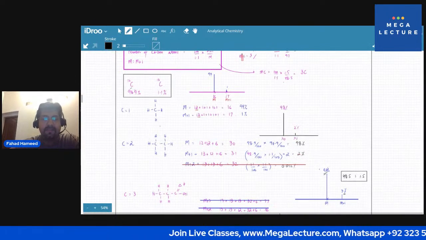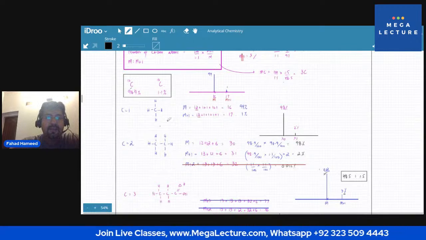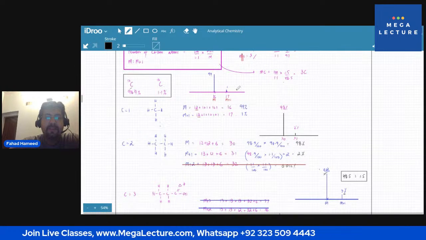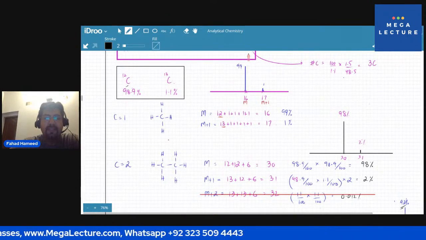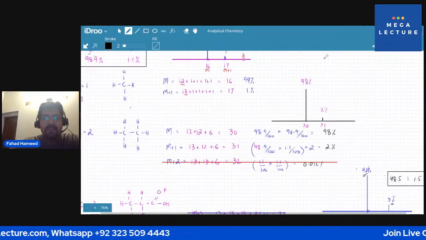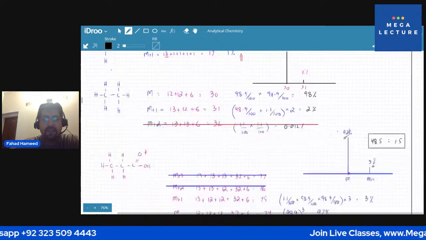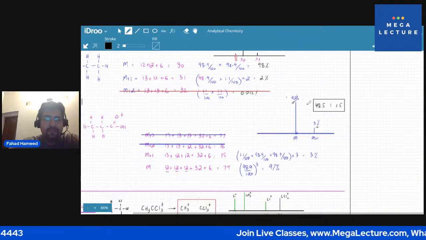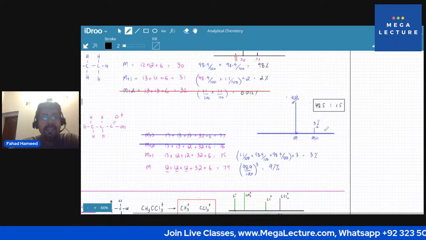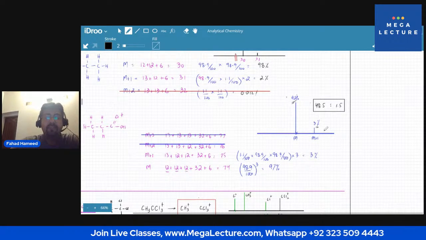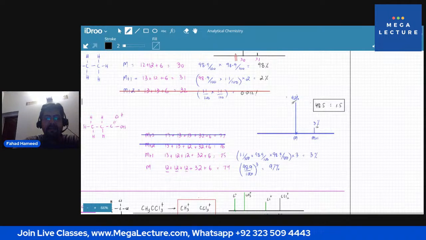So we can look at the trend now. You've got 1 carbon atom in the molecule, the M to M plus 1 ratio would be 99 ratio 1. You've got 2 carbon atoms in the molecule, the ratio would be 98 ratio 2. And you've got 3 carbon atoms, the ratio would be 97 ratio 3. So you can guess the other one, 4 carbon atoms, that's 96 ratio 4.